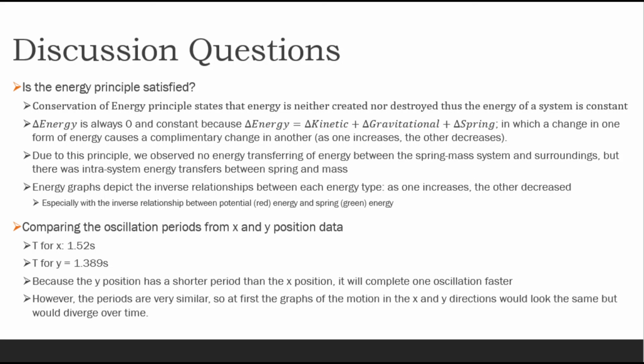The second discussion point focuses on comparing the oscillation periods of the x and y positions. We originally solved the x period to be 1.52 seconds, and using the same method, we found it took 1.389 seconds for the mass to return to the same y position. Because the y position was a shorter period than the x position, it will complete one oscillation faster. However, the periods are very similar, so at first the graphs of the motion in the x and y directions would look the same, but would diverge over time.